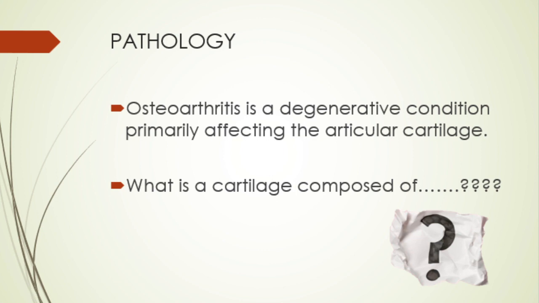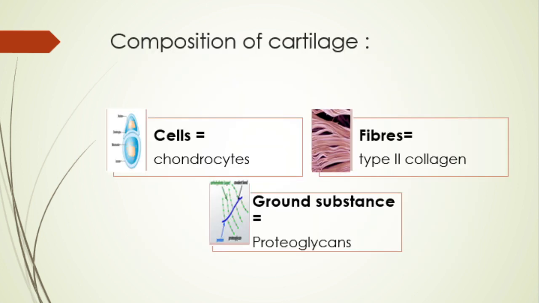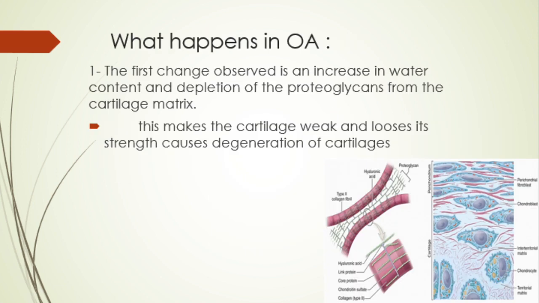Firstly, we have seen the normal joint structure. So now we will discuss the normal cartilage. Basically the cartilage is made up of cells plus fibers plus ground substance. The cells present are the chondrocytes, the fibers are type 2 collagen, and the ground substance of the cartilage is proteoglycans. All these three combined make the matrix of the cartilage. So anything which disturbs one of them will have an effect on the strength of the cartilage. This is but obvious. So what happens in osteoarthritis?